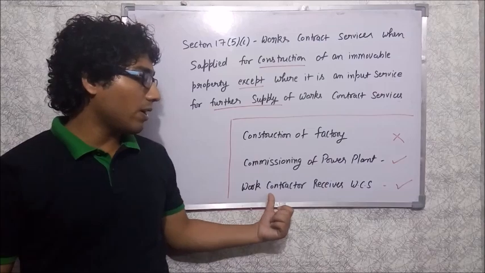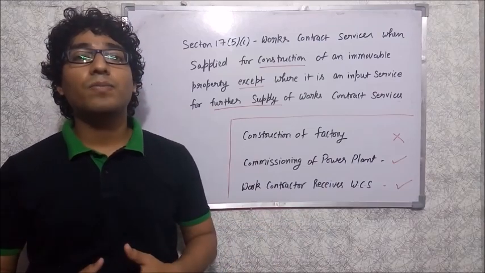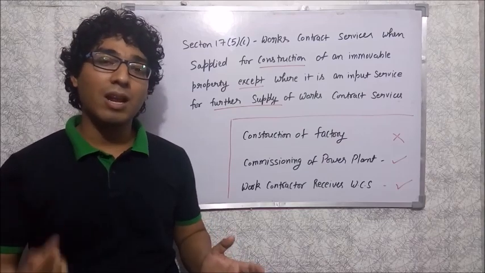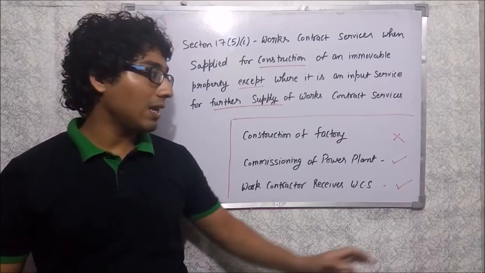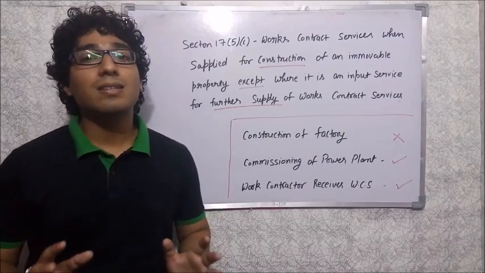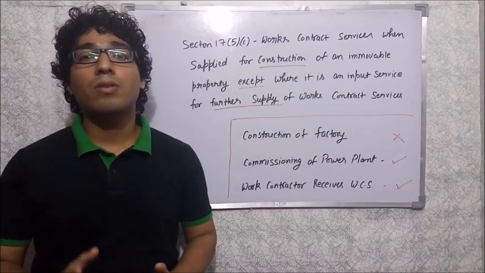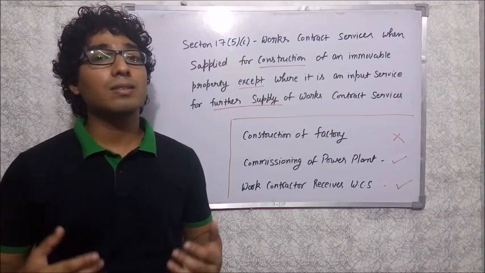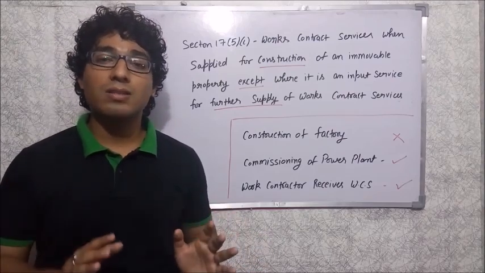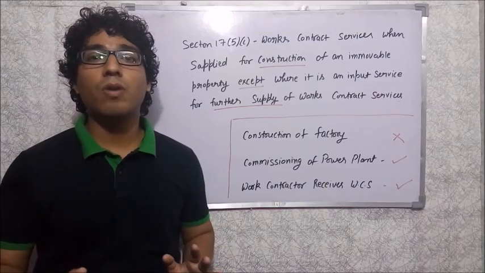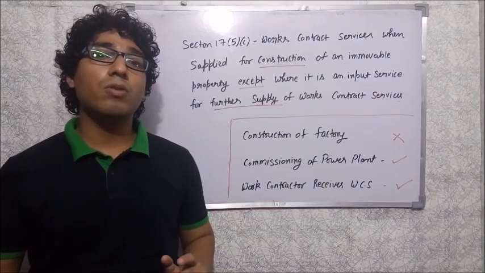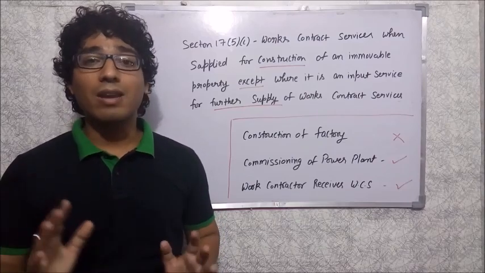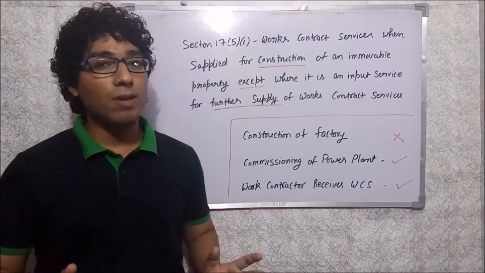And if the works contractor receives the input service of works contract services for construction of immovable property, then also those works contractors can take the input tax credit. So that is section 17 subsection 5 clause D, which specifies that you can't take the input tax credit of the works contract services in case of construction of immovable property. But if you are a works contractor and you receive the works contract services as an input service for further supply of works contract services, then you can take the input tax credit on those supplies.